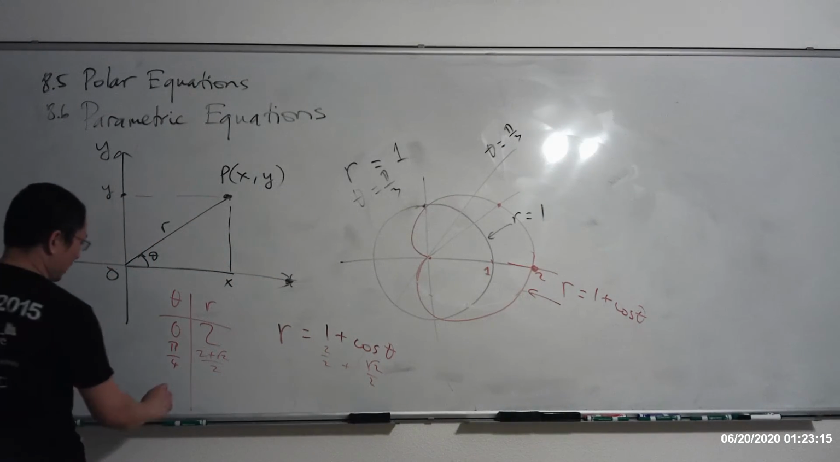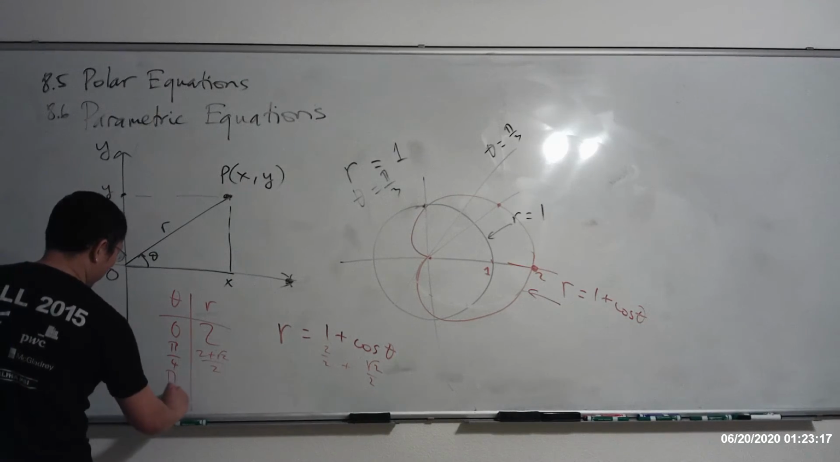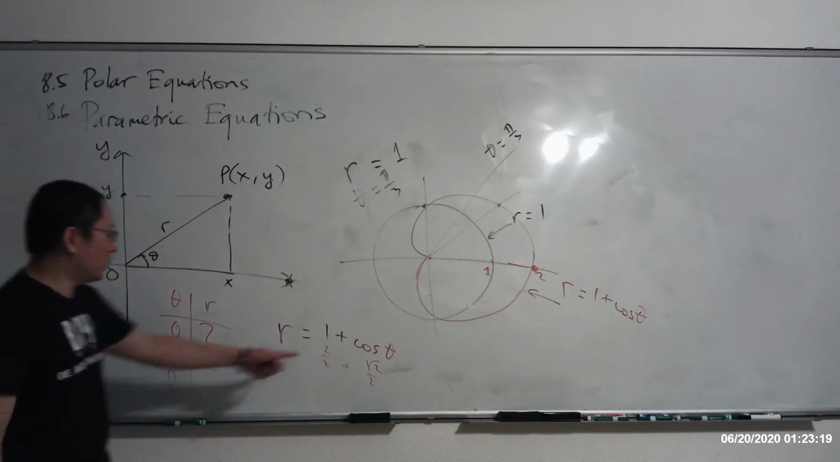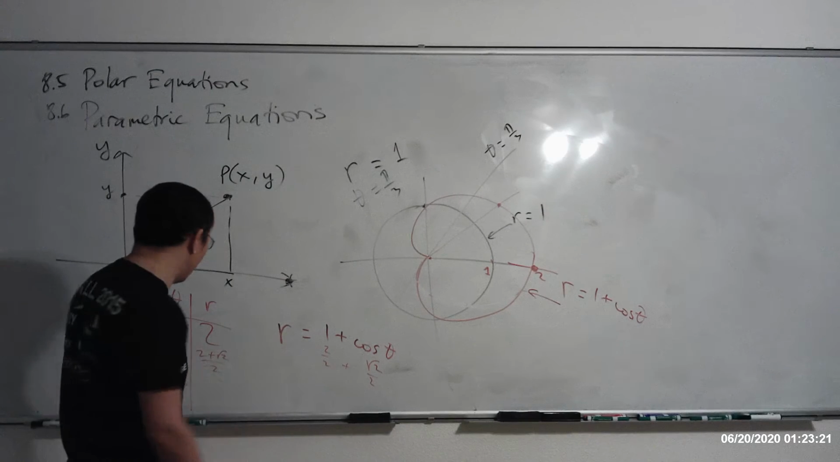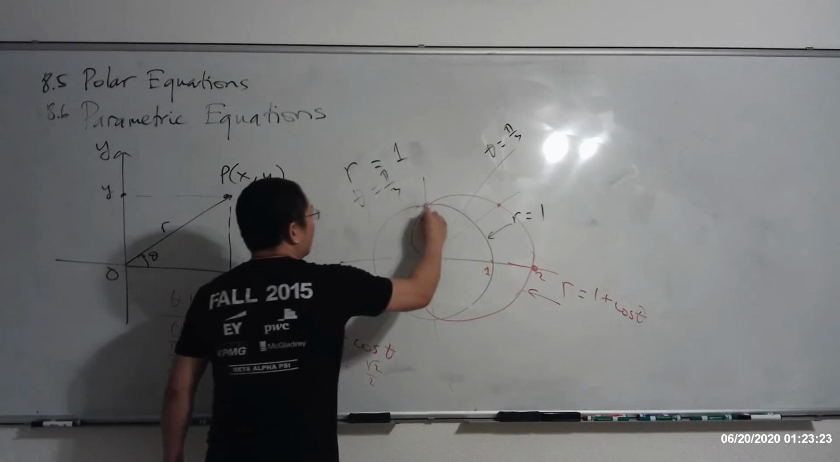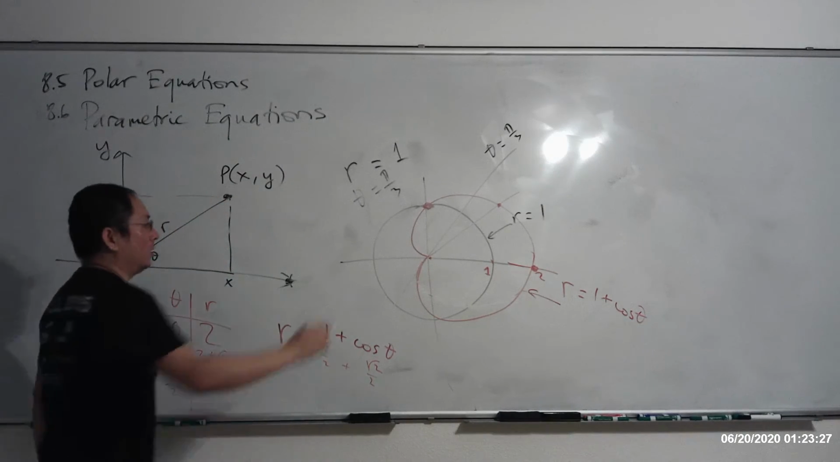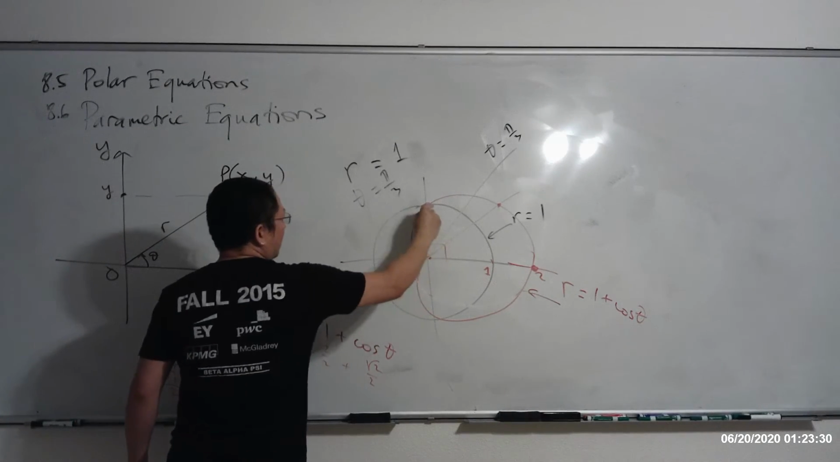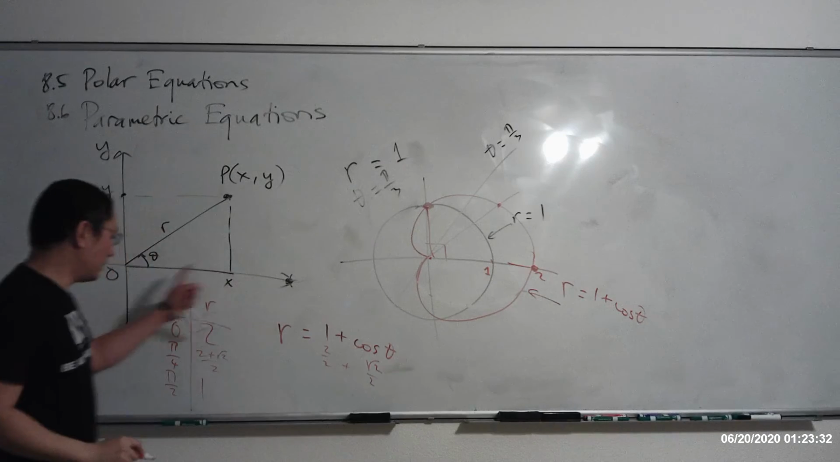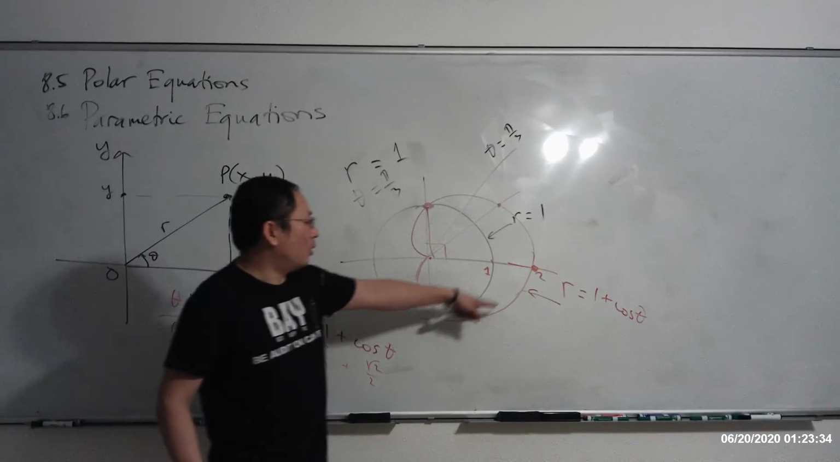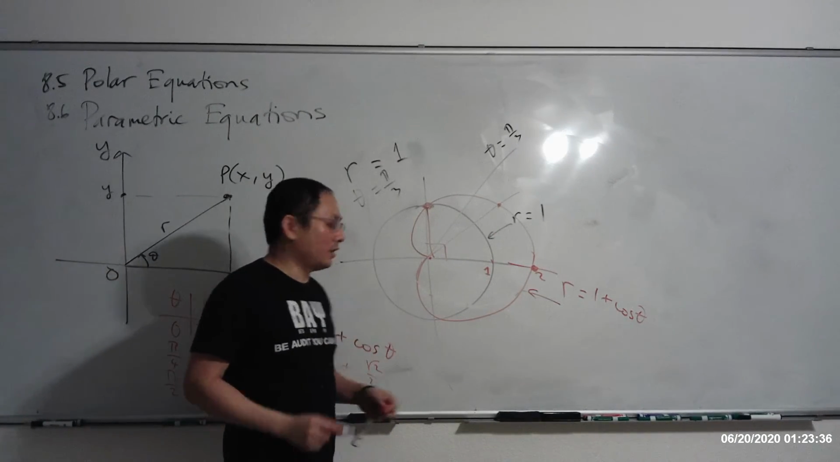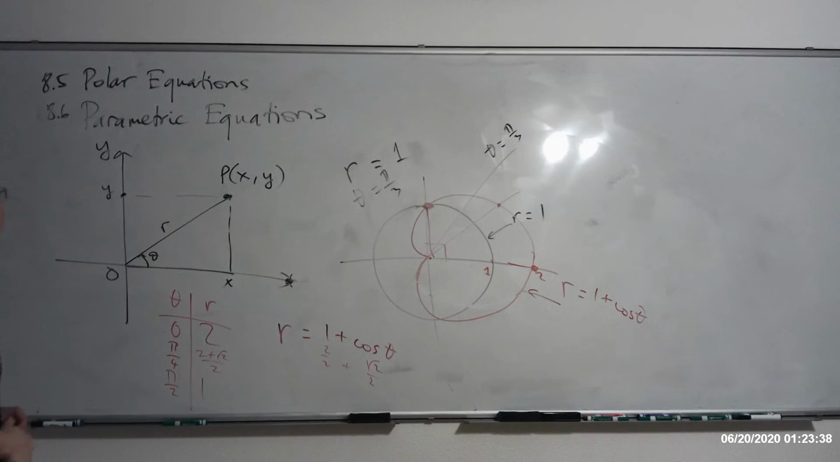Try one more. Say theta equals pi over 2. Cosine of pi over 2 is 0, and 0 plus 1 is 1. What's right here? 1. The angle is pi over 2, 90 degrees, and the distance is 1 unit. And so forth and so on. The more points you have, the finer the graph will be. You connect them all. That is about polar equations.